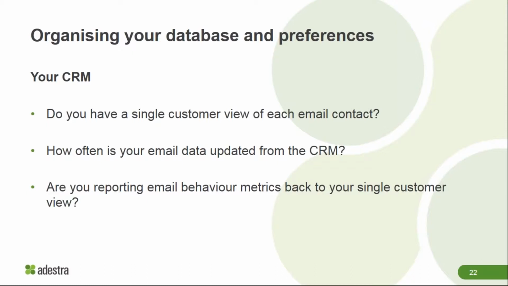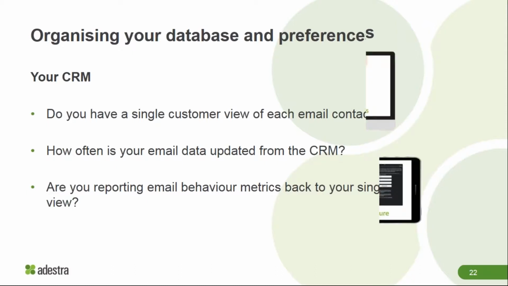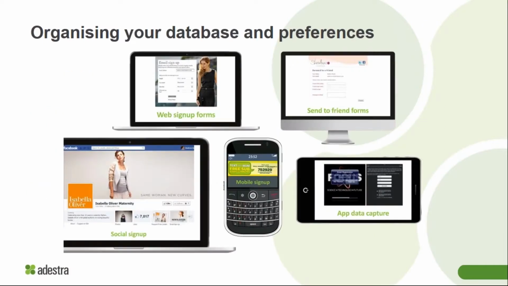Are you reporting email behavior back to that single customer view? Other dynamic data might be going straight into your CRM system. When the emails are sent out, we're already learning what people are doing, the opens and the clicks and so on. So is that being passed back to be organized against that single contact, so you can see, yes, I know where they are and I know their activity on the email?